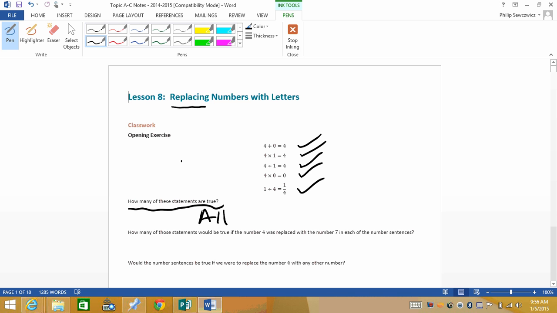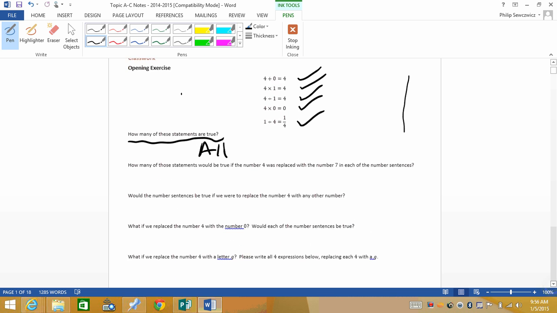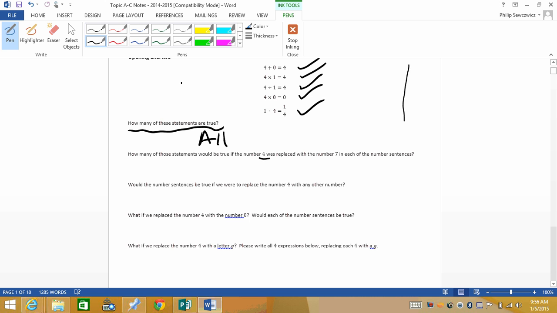So the main thing we are after here is that when we look at all of our different situations, even if we change the number 4 to a number 7, they're all still going to be true statements, no matter what we do. Would they be true if we replaced the number 4 with any other number? Yes, they're still all going to be true. It's not going to make a difference.